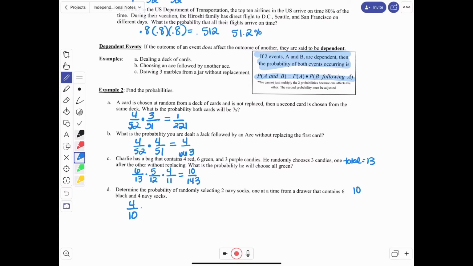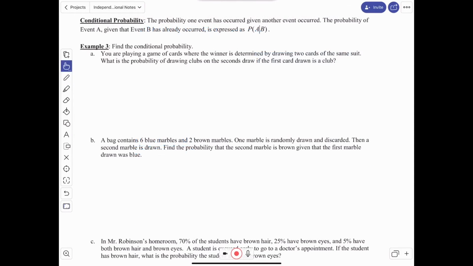So 4 out of 10 times 3 out of 9. Because this is our first sock. So here was like our first sock. Here is our second sock. We multiply those and we'll get 2 out of 15 for our total probability.